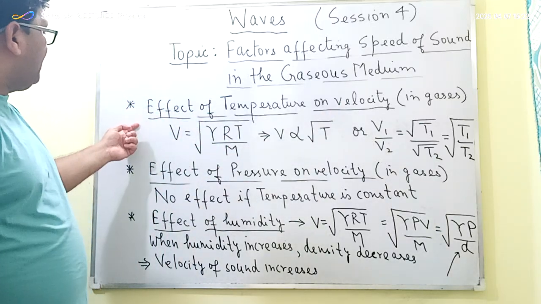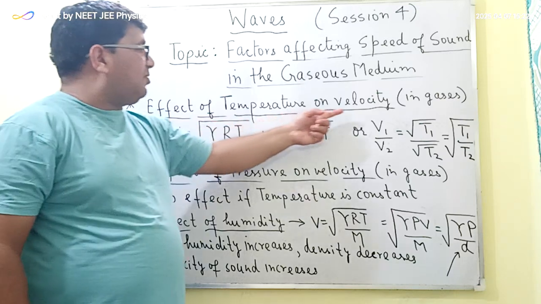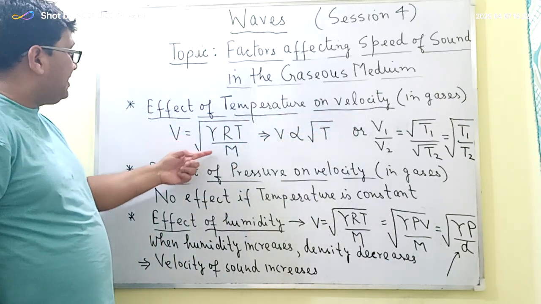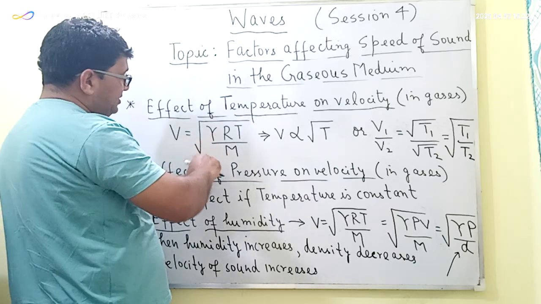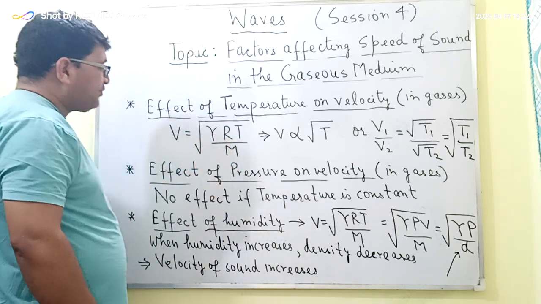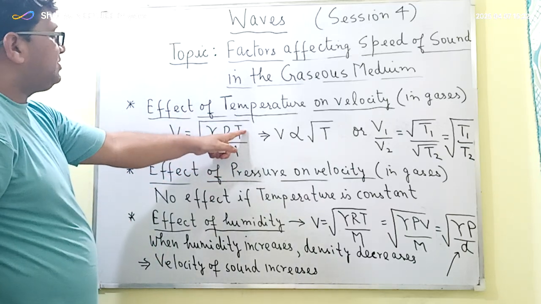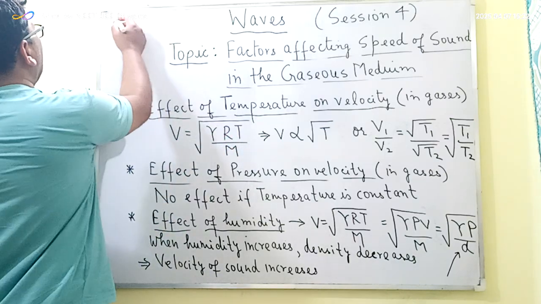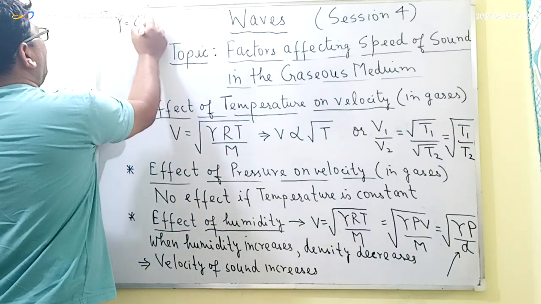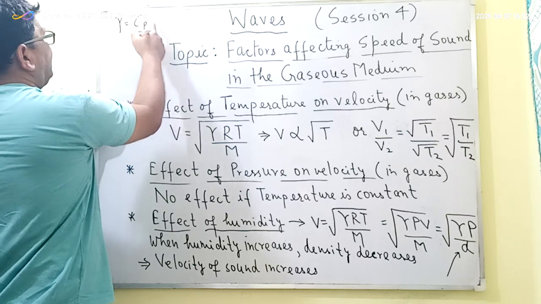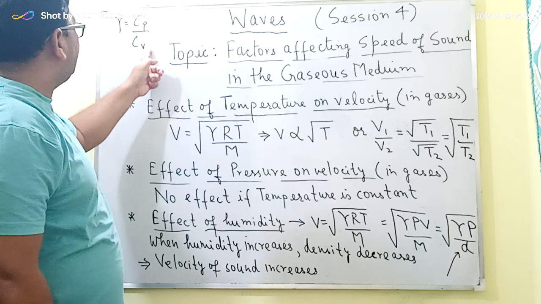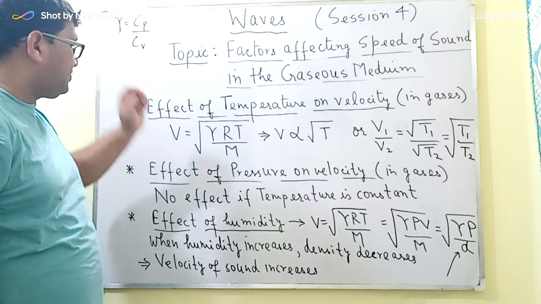So the first point here is the effect of temperature on the velocity of sound in a gaseous medium. Now the velocity of sound in a gaseous medium is given by this formula, that is under root gamma RT by M, where M is the molar mass, T is the absolute temperature, R is the universal gas constant, and gamma is equal to Cp upon Cv, where Cp is the specific heat capacity at constant pressure and Cv is the specific heat capacity at constant volume.